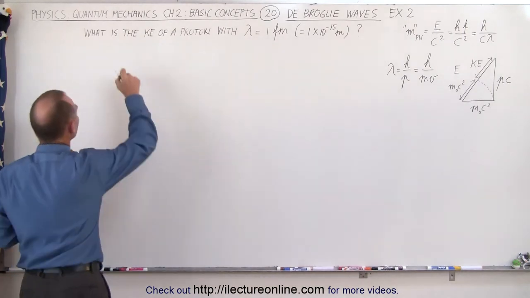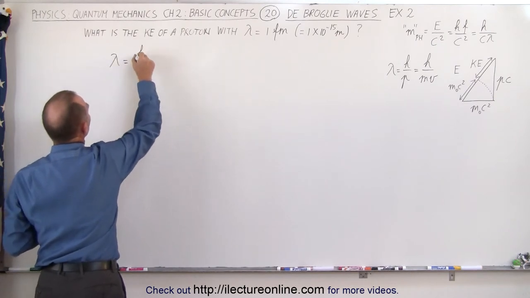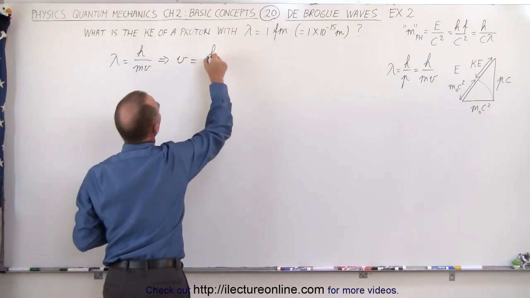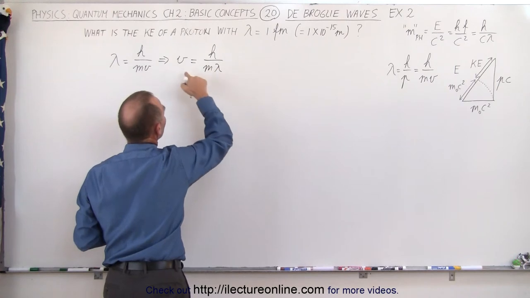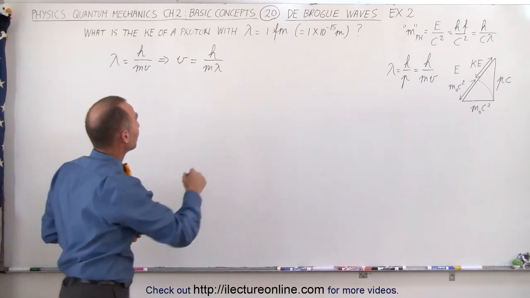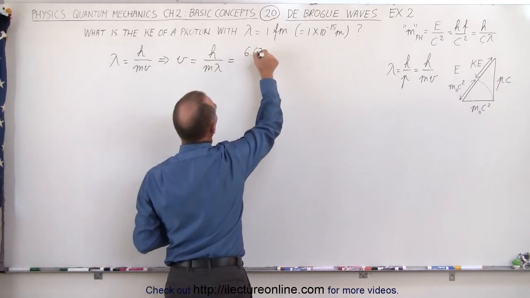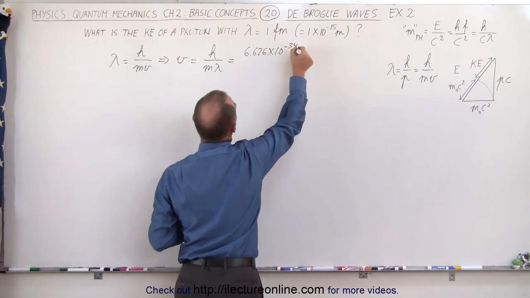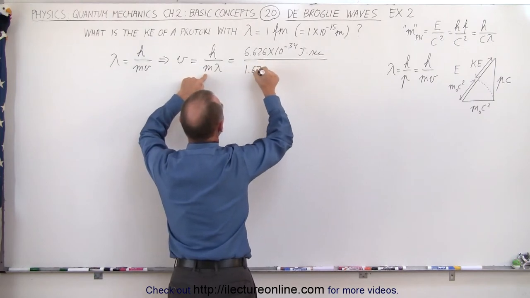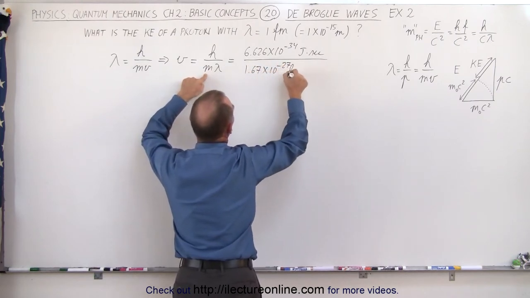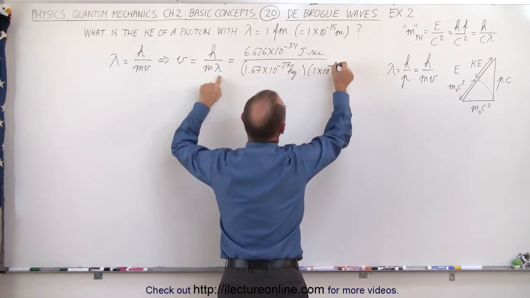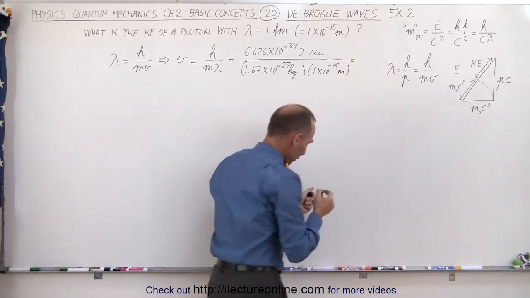Let's start with the de Broglie wave equation, that lambda is equal to Planck's constant divided by mv, which means that v is equal to h divided by m times the wavelength. So let's find out, by not taking into account a relativistic situation, what the velocity would be. This would be equal to 6.626 × 10⁻³⁴, that's joules times seconds, divided by the mass of a proton, 1.67 × 10⁻²⁷ kilograms, and the wavelength, 1 × 10⁻¹⁵ meters.